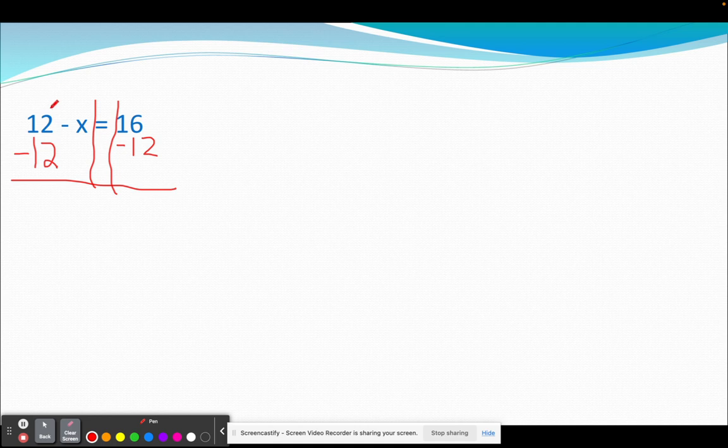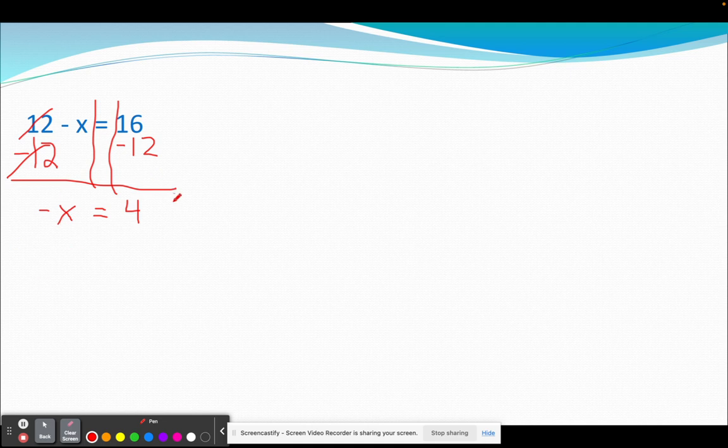Then this does cancel out. And over here, I'm left with 4. But what is left over here? Remember, I had that minus in front of that x. That minus is still there. So I need negative x equals 4.